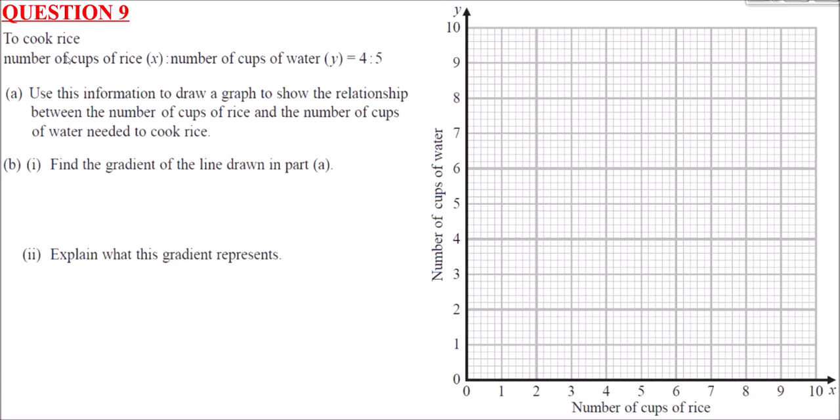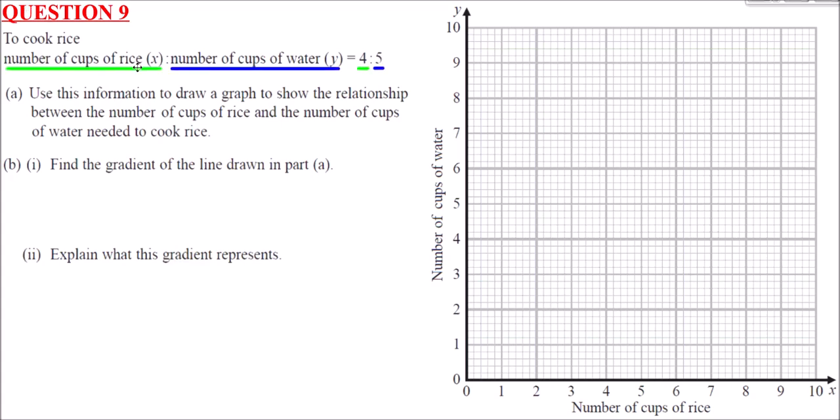It's a ratio, essentially, okay? So number of cups of rice you use, which is x, as a ratio of number of cups of water to go with them, is in the ratio 4 to 5. And we need to draw a graph to show the relationship between the number of cups of rice and the number of cups of water needed to cook it. So just be thinking, cups of rice, x is along, so 4 along, and y goes up 5.